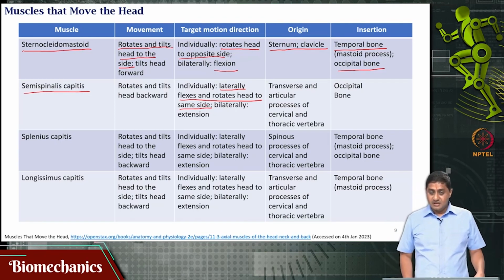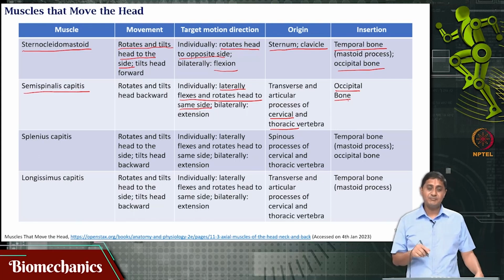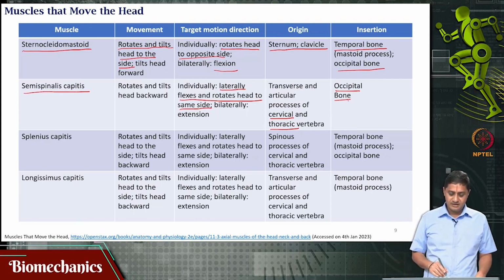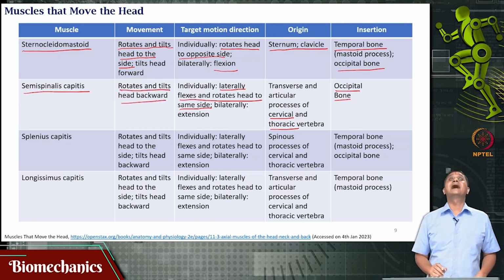Its origin is at the transverse and articular process of cervical and thoracic vertebra. So, it starts at the level of cervical and thoracic vertebra and attaches to the occipital bone. So, it attaches to the head, right. It is a deep muscle, and the function is to rotate and tilt the head backwards.